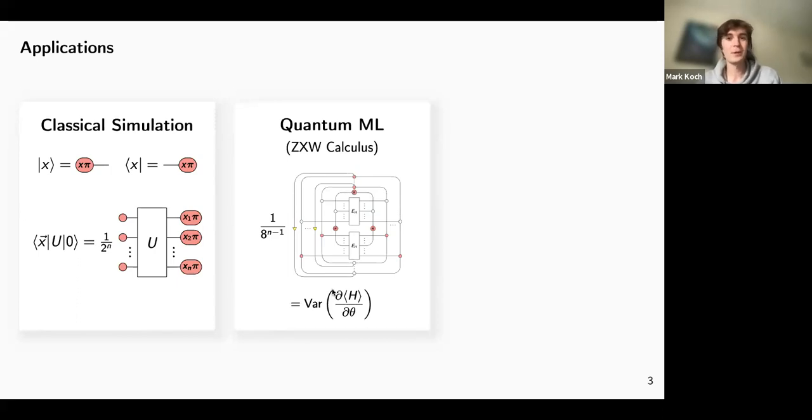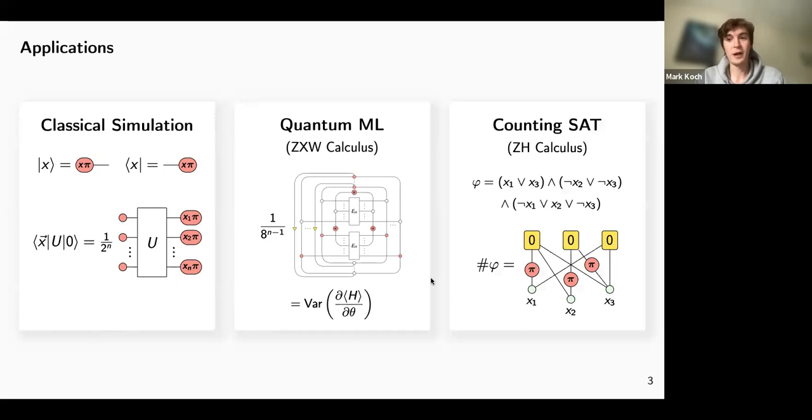And then a third example I brought you here is that contracting diagrams can be very useful to solve certain counting problems. One example would be that you can solve counting SAT problems using ZH calculus. So given some Boolean formula phi, we can count the number of satisfying assignments to this formula by just contracting a ZH diagram. Okay. So all that is to say, being able to contract diagrams is very useful. You can do lots of interesting things with this, but it's also a hard problem, #P-hard to be precise, as evidenced by this application here.